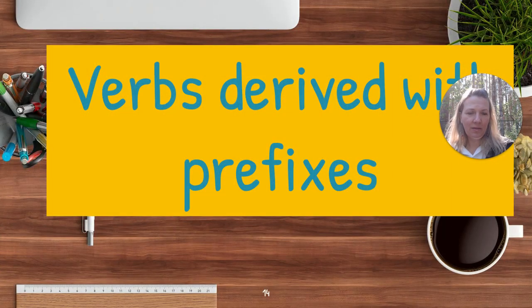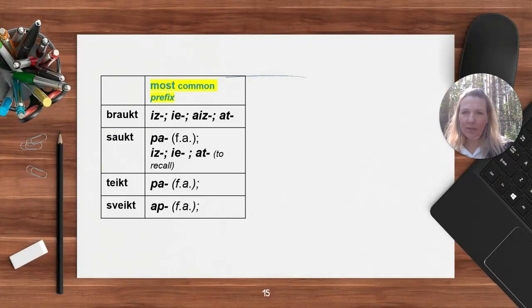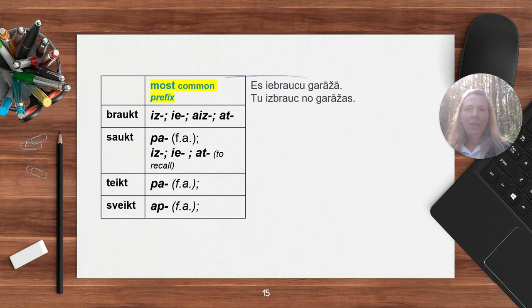Again, verbs with prefixes. There are a few more prefixes. For braukt, we can use lots of directions of how we drive. The first example is ie. Es iebraucu garāžā. So what was ie? In. That I drove into the garage. Tu izbrauc no garāžas. So you are driving out, izbraukt, and it's usually followed by from, izbraukt no garāžas. We could drive out of Latvia, izbraukt no Latvijas, and we could iebraukt Latvijā, to drive into Latvia as well.